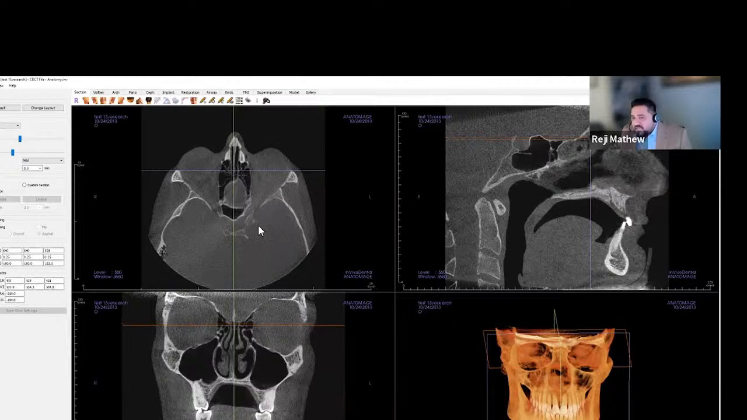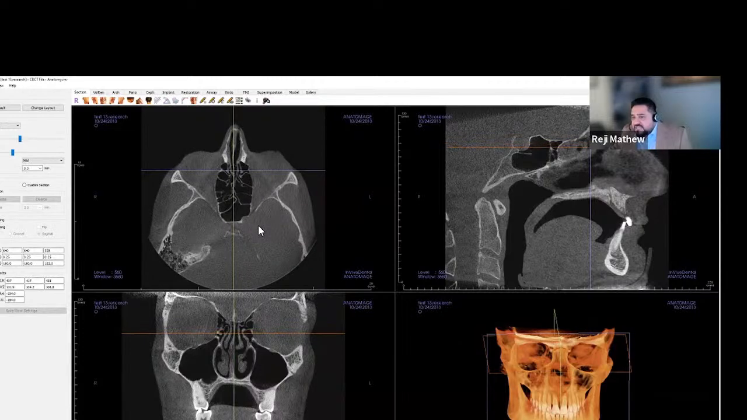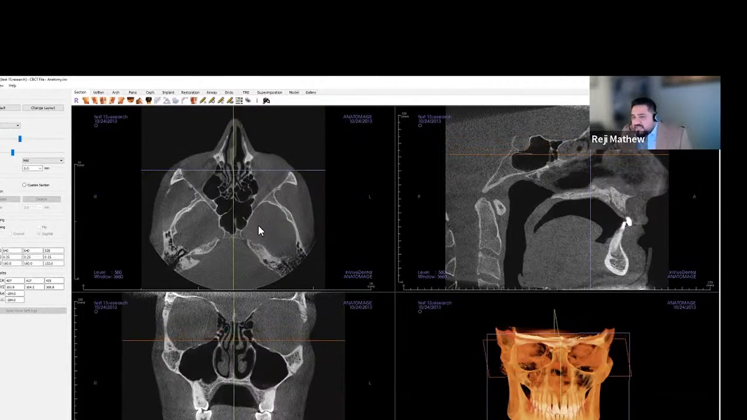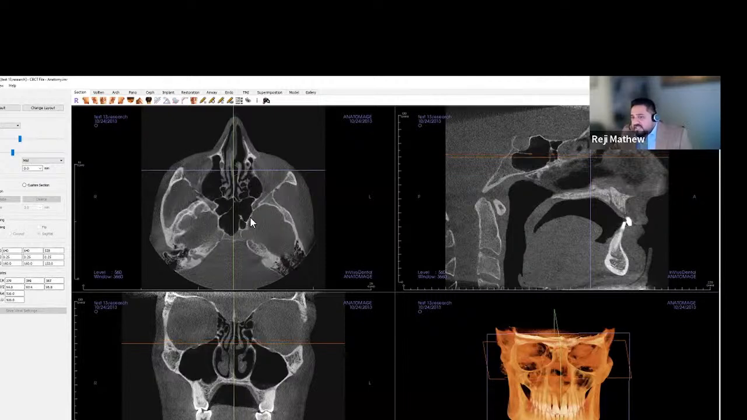So I can scroll down. Again, as I scroll, I could see that we are entering into the middle cranial fossa. And right here, what you see is the infratemporal fossa. This is the inferior orbital fissure, which you could see there. And I'm scrolling down.